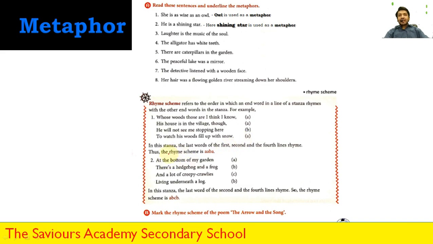In this stanza, next, another example is here. "At the bottom of my garden, there's a hedgehog and a frog, and a lot of creepy crawlies living underneath a log." So the sound of this one we call A, this one is B, this one is C, and again this one is also B because frog and log match. So what is the rhyming scheme? A B C B. Sometimes there is no rhyming scheme, so how will you state its rhyming scheme?